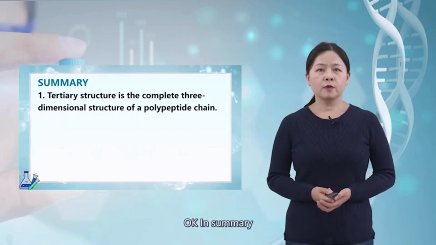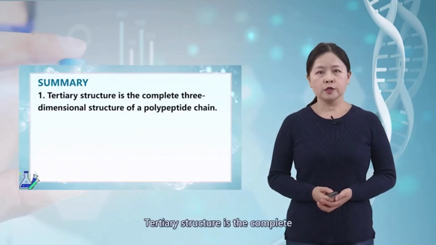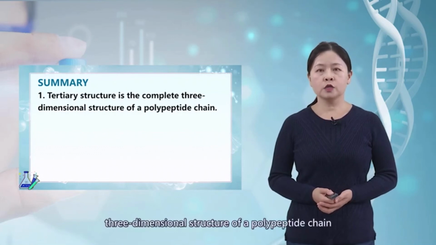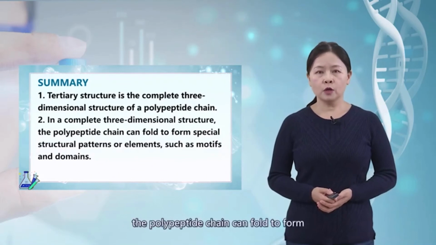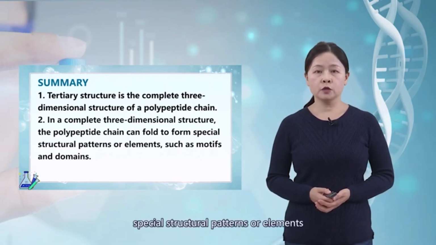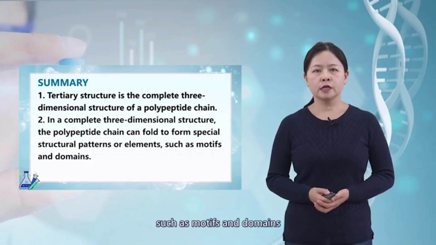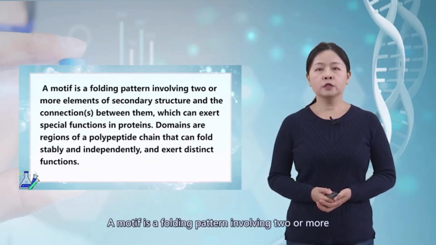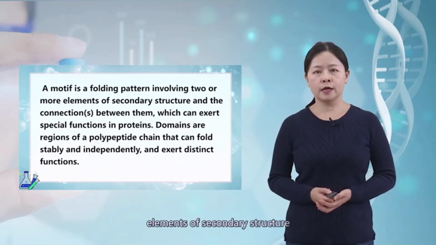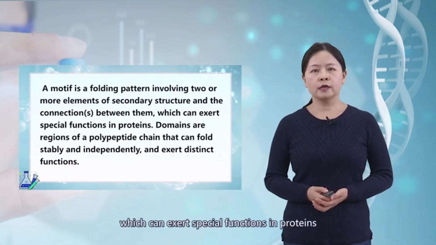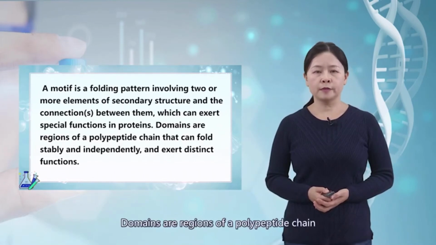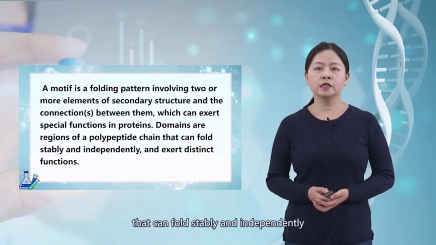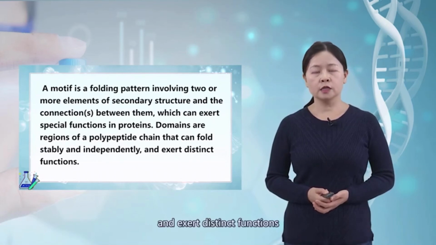Okay, let me summarize this section. Tertiary structure is the complete 3-dimensional structure of a polypeptide chain. In a complete 3-dimensional structure, the polypeptide chain can fold to form special structure patterns or elements, such as motifs and domains. A motif is a folding pattern involving 2 or more elements of secondary structure and the connections between them, which can exert special functions in proteins. Domains are regions of a polypeptide chain that can fold stably and independently and exert distinct functions.